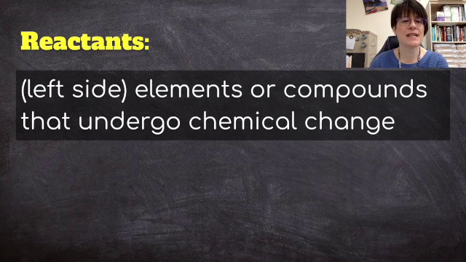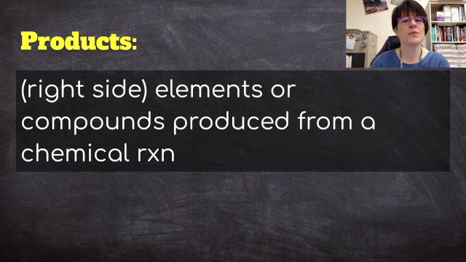Now, reactants are on the left side. These are elements or compounds that undergo chemical change, and these are on the left side of an arrow. Products are on the right side, and these are elements or compounds produced from a chemical reaction. So let's take a look at some of these reactions, how we write them.